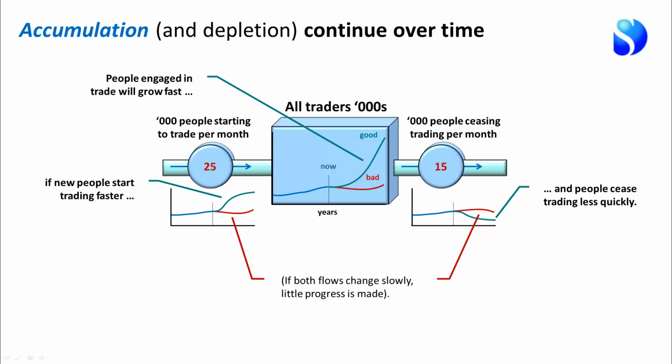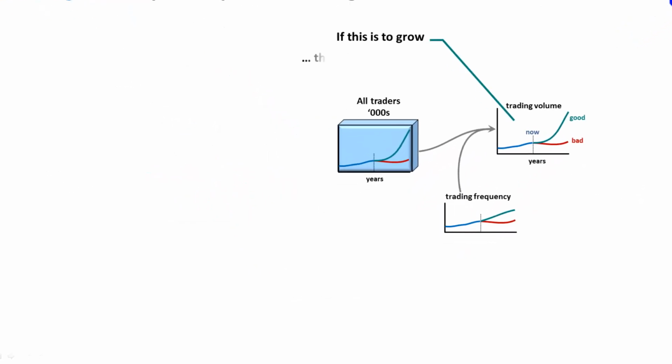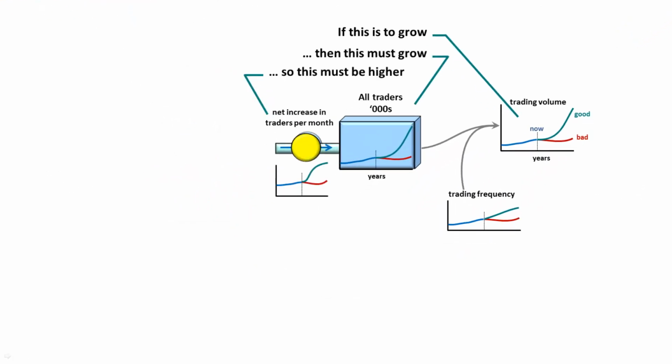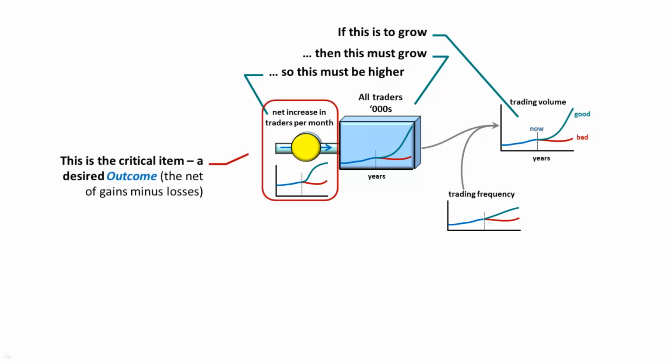So let's use that method and that approach to figure out how the core of the system actually works. So we want trading volume to grow, which means that the net increase in the number of traders on the left-hand side must be faster. So that item is the critical thing, a desired outcome.